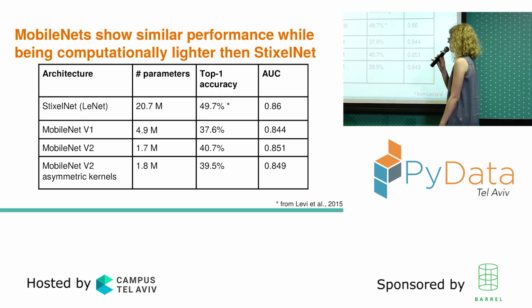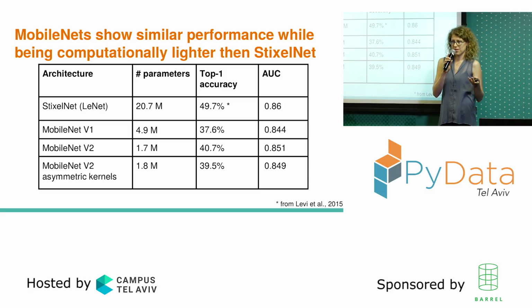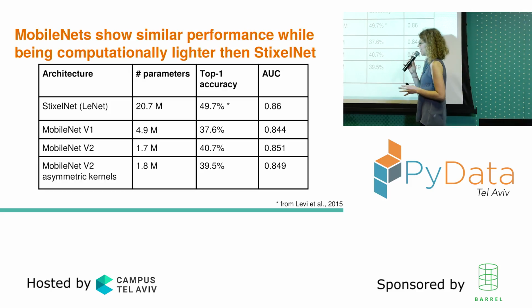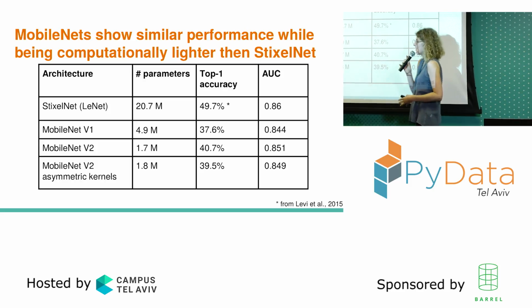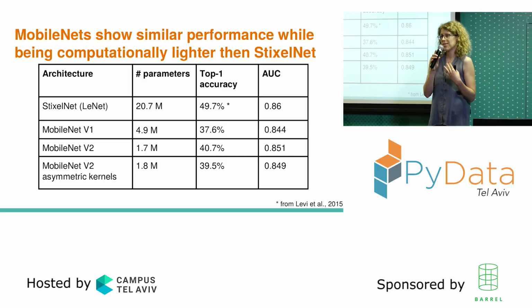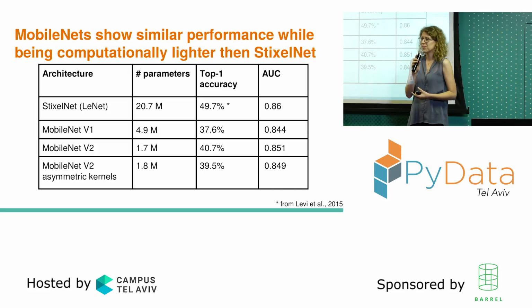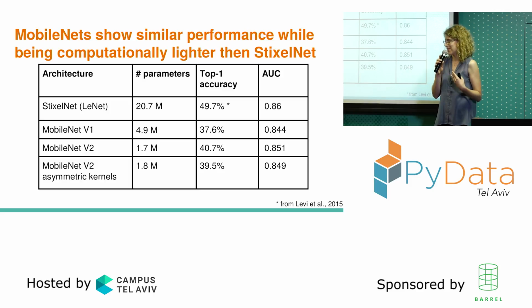So let's look at a little bit of the results. On the first line, we have StixelNet, the architecture that I told you before was published in the paper. And here we have 2.5 architectures that we implemented: the MobileNet v1, the MobileNet v2, and the MobileNet v2 with asymmetric kernels. Basically, it was in a rectangular shape because the stixels are very elongated, and in the original paper, they also used asymmetric kernels. So we wanted to see if it would improve our results. We found out that it didn't, but we tried it anyway.